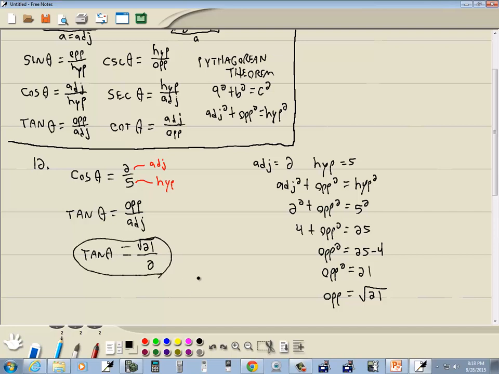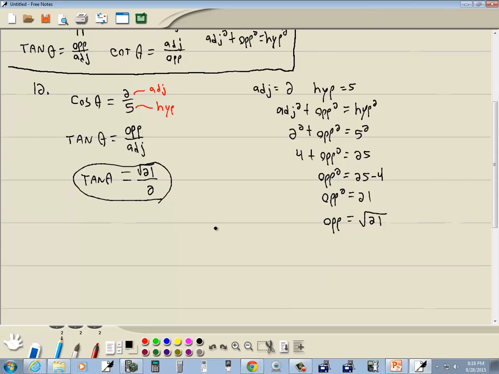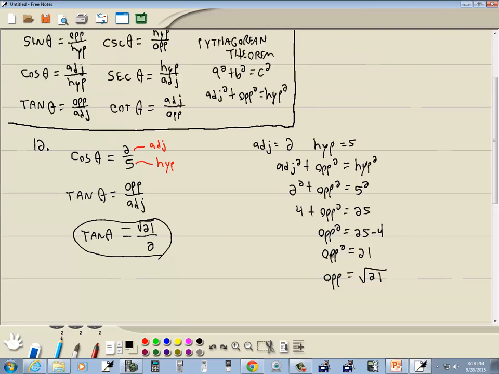Now, even though this problem isn't asking for it, let's go above and beyond on this. Let's find the other different ones. Cosine's given, so I don't need to find it. But sine. Sine is going to equal opposite over hypotenuse. Opposite is the square root of 21 over hypotenuse, which was 5. So that would be sine.